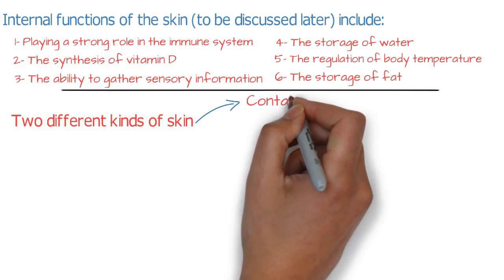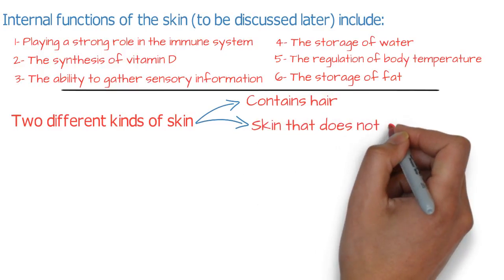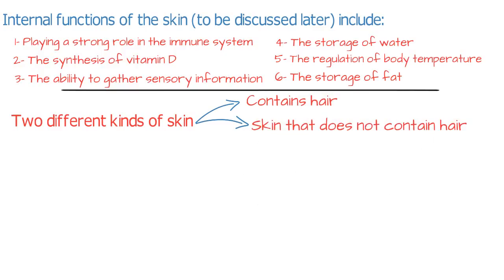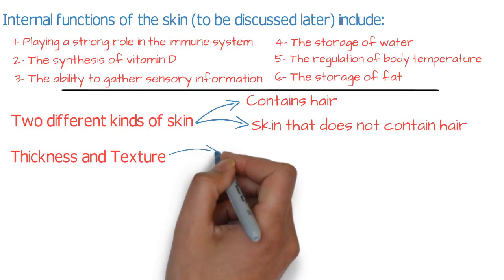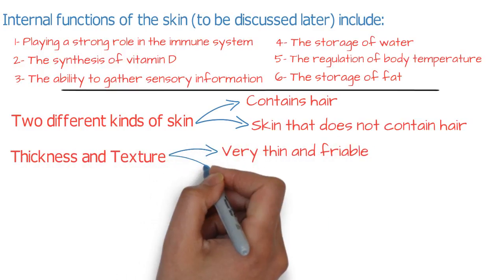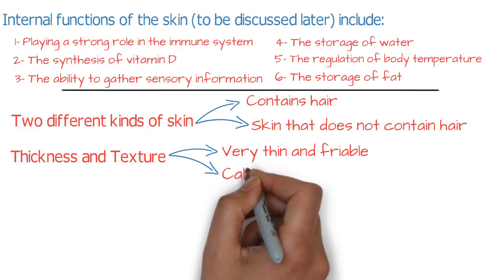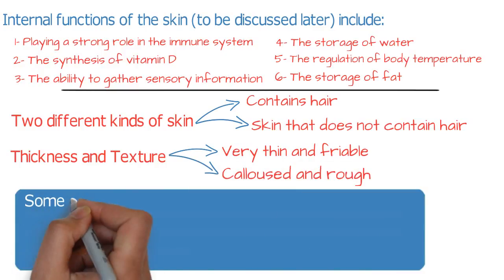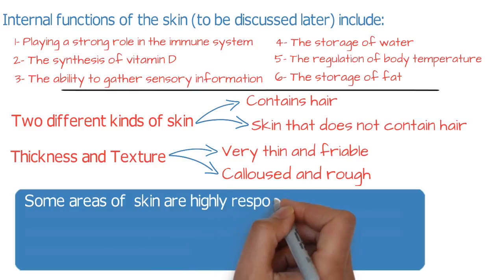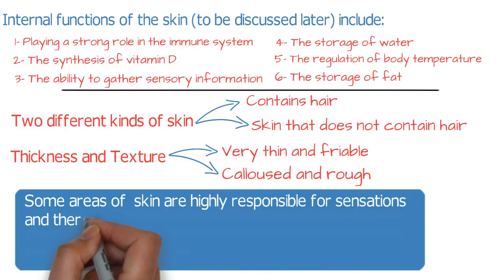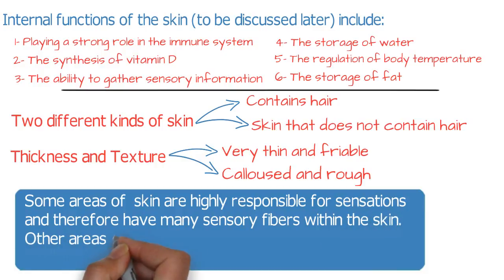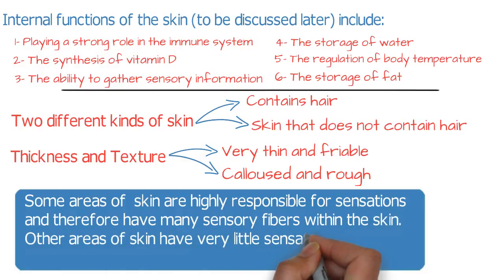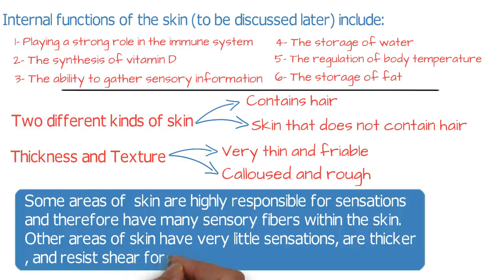There is skin that contains hair and skin that does not contain hair. Skin varies according to its thickness and texture, with some areas of skin being very thin and friable, and other areas of the skin being calloused and rough. Some areas of skin are highly responsible for sensations, and therefore have many sensory fibers within the skin. Other areas of skin have very little sensation, are thicker, and resist shear forces.